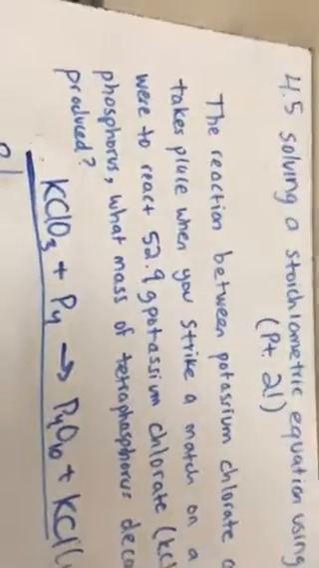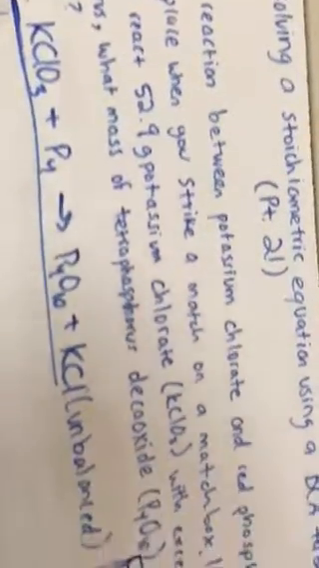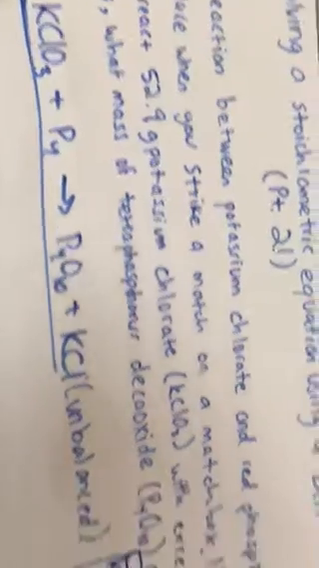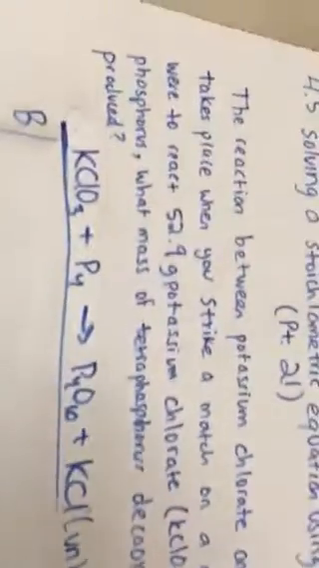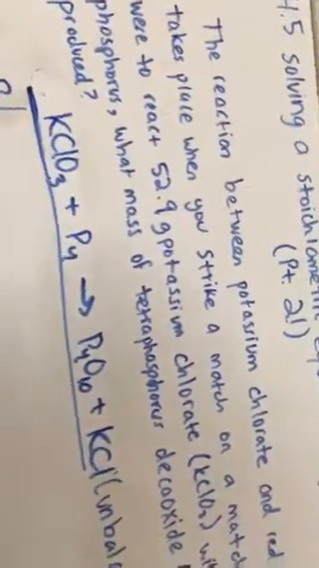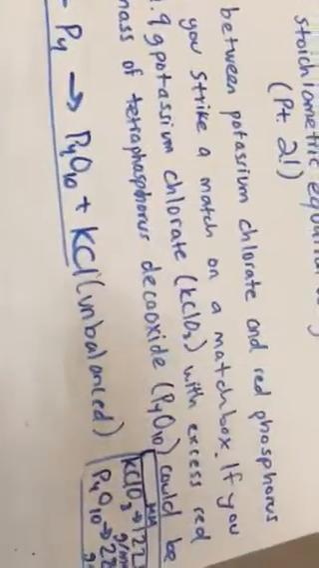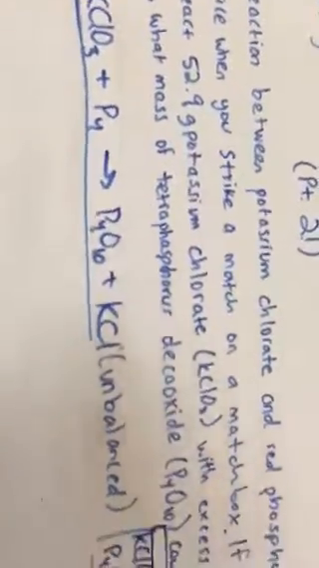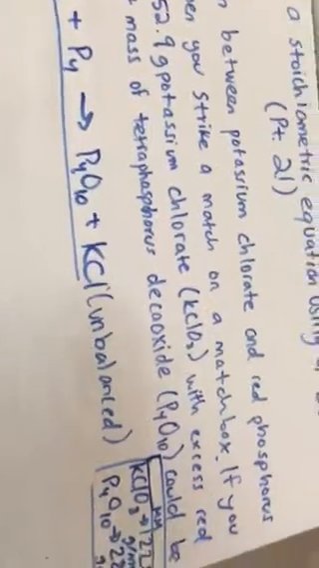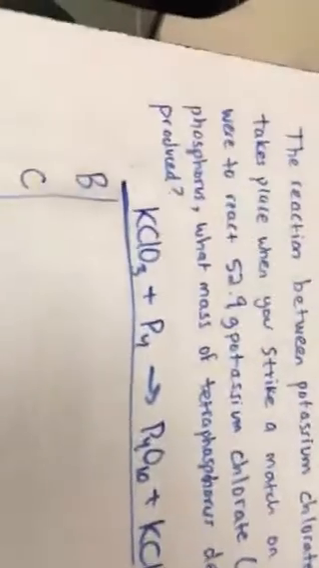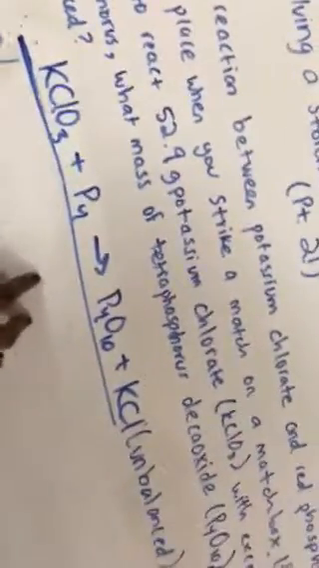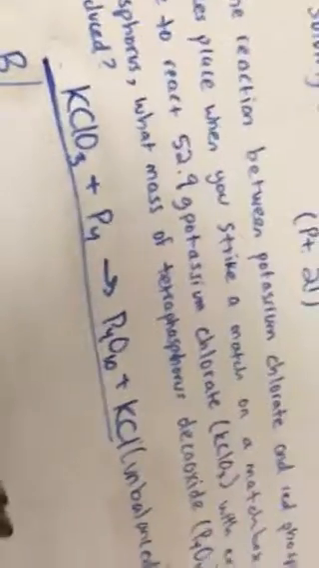I'll read the problem to you. The reaction between potassium chlorate and red phosphorus takes place when you strike a match on a matchbox. If you were to react 52.9 grams of potassium chlorate, KClO3, with excess red phosphorus, what mass of tetraphosphorus decaoxide could be produced? So like I mentioned before, our first step is to check if the equation is balanced, and they mentioned that it's unbalanced, so let's get to that first.